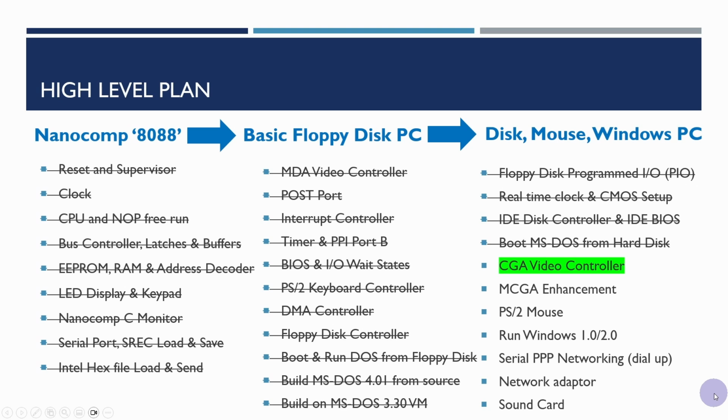So the Breadboard PC project started with a very early version of an 8088 breadboard computer with a 7-segment display and keypad. Then we went on to build a basic floppy disk PC and booted early versions of MS-DOS. And as part of this phase, what we've been doing is adding an IDE disk controller and hard disk, getting MS-DOS to boot off the hard disk. And the next stage is actually building a color graphics adapter capable of running early versions of Windows.